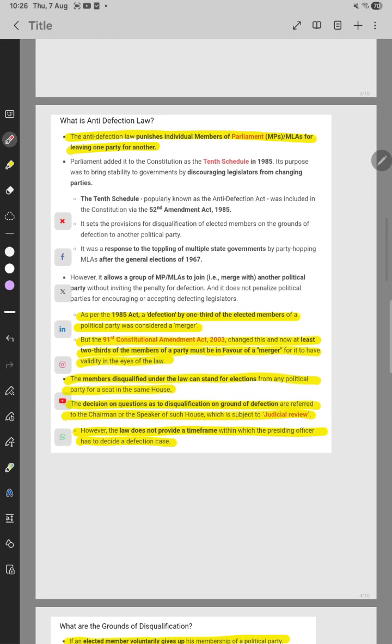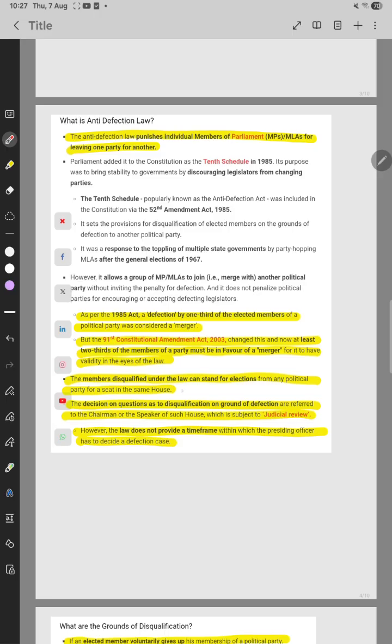As per the 1985 Act, a defection by one-third of the elected members of a political party was considered a merger, but the 91st Constitutional Amendment Act 2003 changed this, and now at least two-thirds of the members of a party must be in favor of a merger for it to have validity in the eyes of the law.